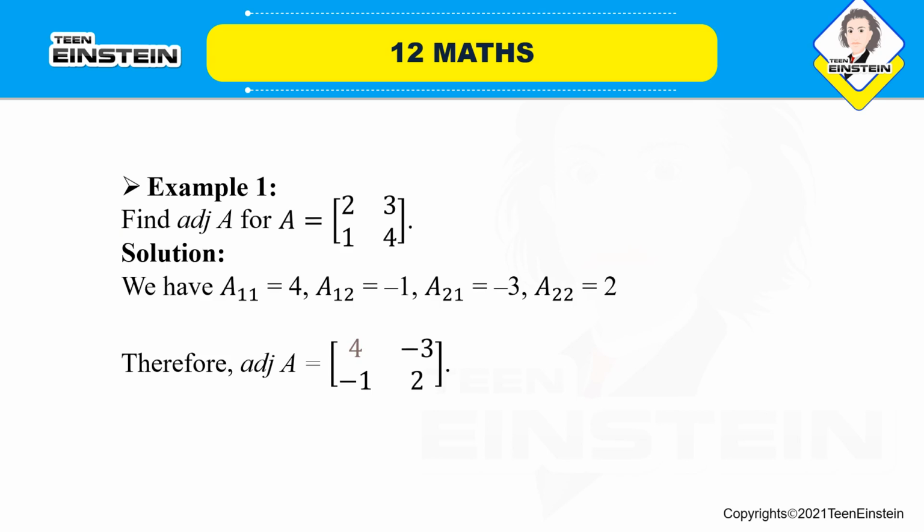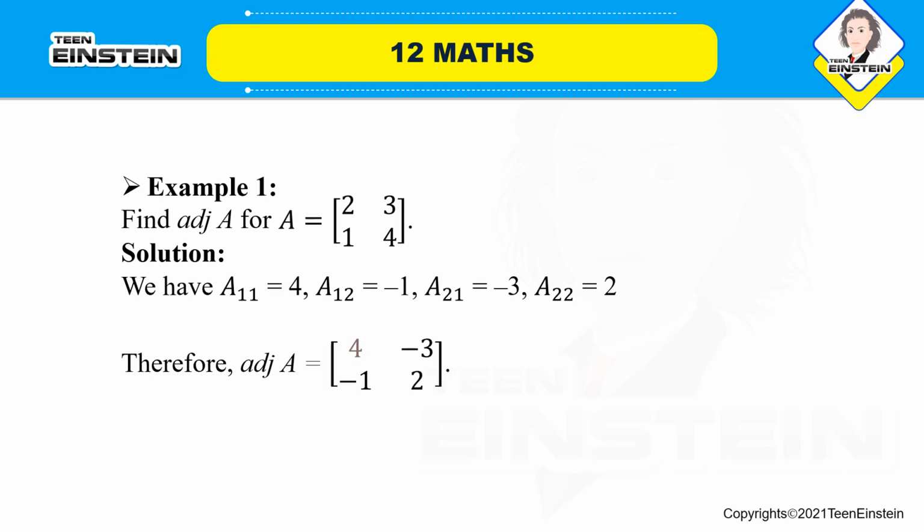Example 1. Find adjoint A for A equal to the matrix [2, 3; 1, 4]. It is a square matrix of order 2 because there are two rows, 2, 3 and 1, 4, and two columns, 2, 1 and 3, 4. So here we are asked to find adjoint A for the given matrix A.